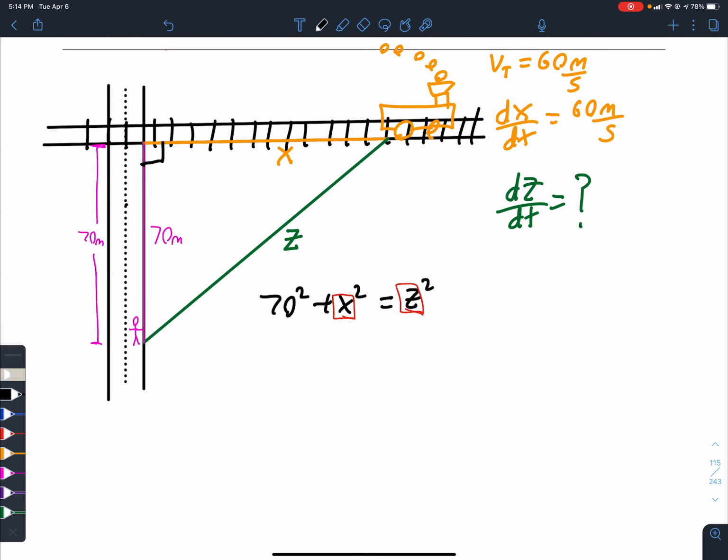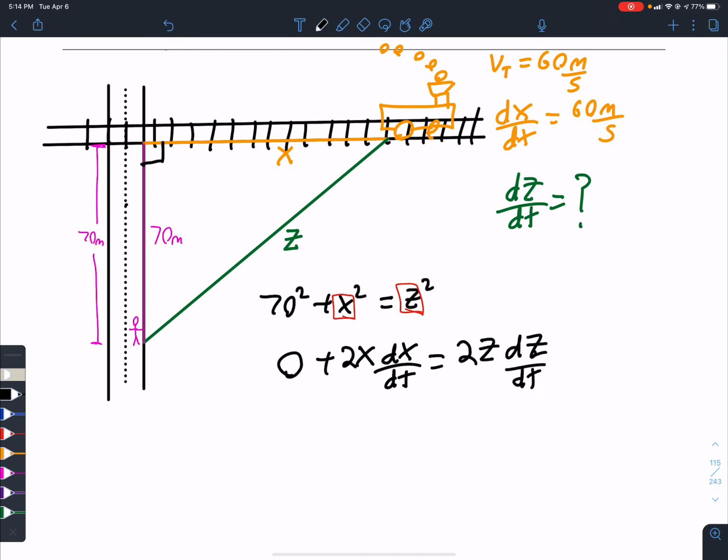Now we take the derivative with respect to t to get rates of dx/dt and dz/dt. Well, the derivative of 70 squared is 0 because the derivative of any constant is 0. What's the derivative of box squared? Because it's a function squared, it's going to be 2 times box times the derivative of box. Same thing for z, box squared is 2 box times the derivative of box.